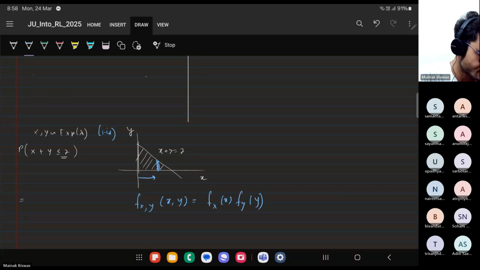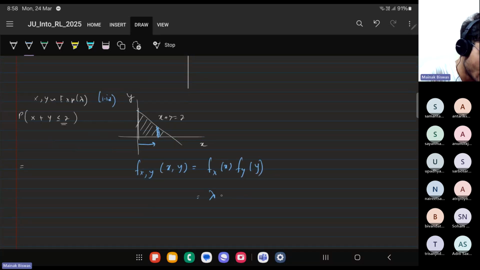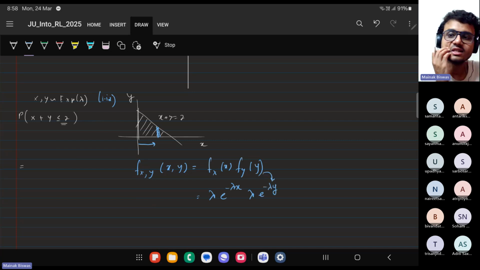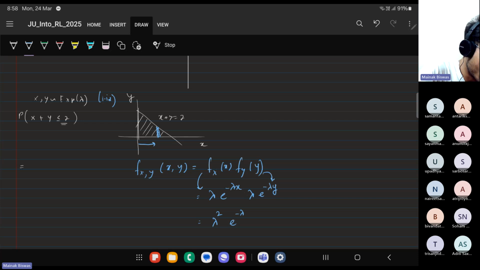This is lambda e to the power minus lambda x, times lambda e to the power minus lambda y. This is the distribution of any exponential distribution. We saw it last day. So this is lambda squared e to the power minus lambda. Let's keep it here. Since these are independent, as already told, I can find it by taking the product.